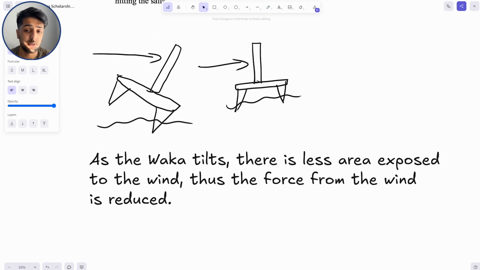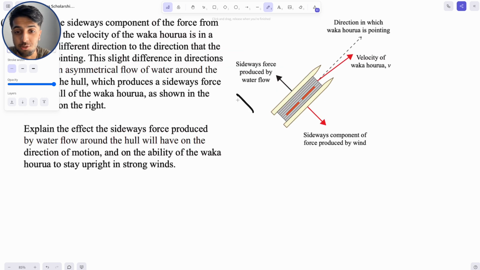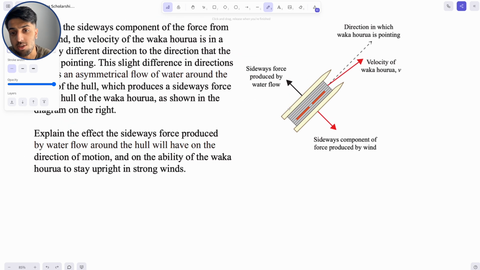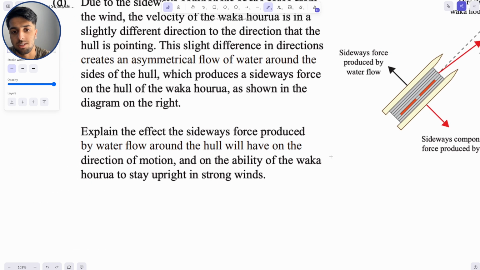So as the waka tilts, there is less area exposed to the wind, thus the force from the wind is decreased. So for this question, there is a force being produced by the water flow, and so this force directly opposes the sideways force produced by the wind. If there's a force pointing this way, this will cause the waka to tilt this way. So the waka will want to rotate back this way, and so this angle right here will decrease, and so we can write that in.